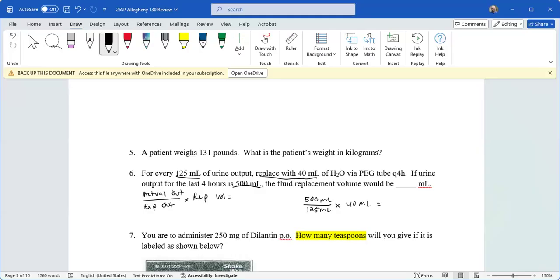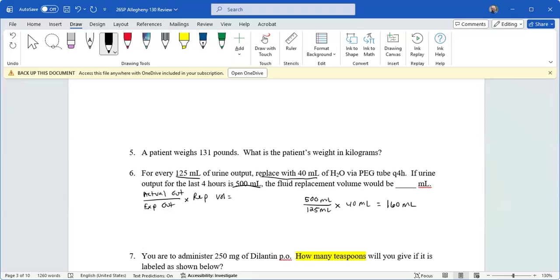Now the reason I bring this up too is just because sometimes, what if the urine output is less than the expected volume? You still want to put what actually was voided on the top versus what you are basing your replacement volume off of. So in this scenario, we get 160 milliliters. So let's just flip this around a little bit, just because I like to make you struggle a little bit and just to reconcile that it's okay to have a number less than what something is.